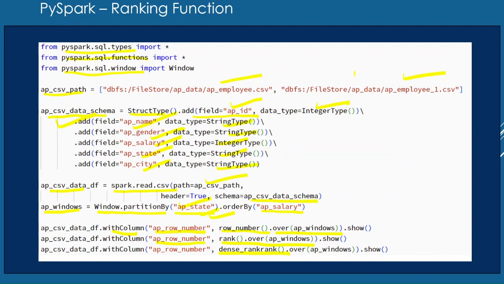To save time, up to the creation of the data frame by reading the CSV file, I am going to copy the code from one of my previous examples, because we have done this multiple times. It will also save time, and I will show you how the window partition works and how the row_number, rank, and dense_rank functions work in Databricks. So let's go to Databricks.